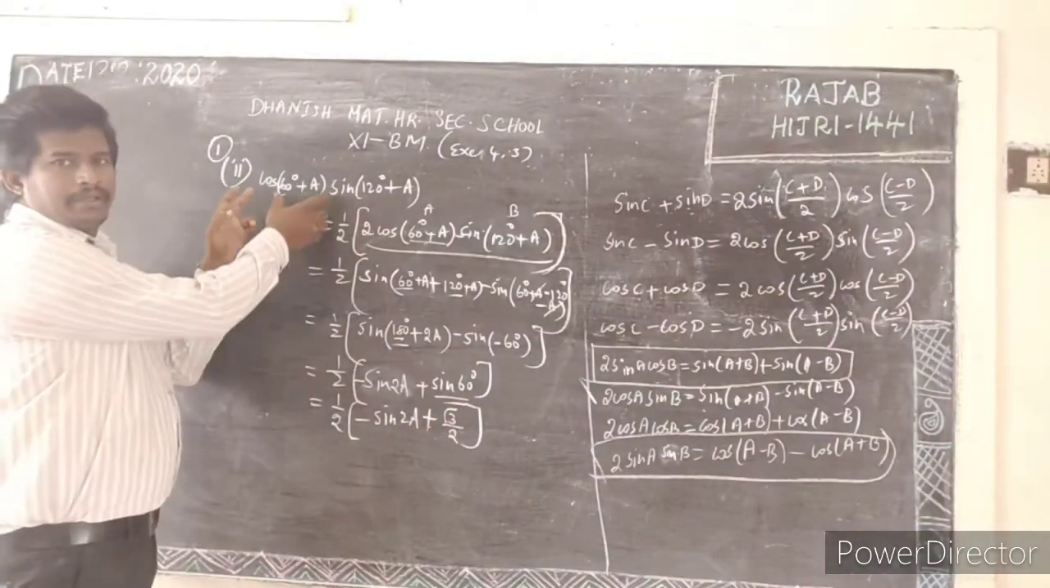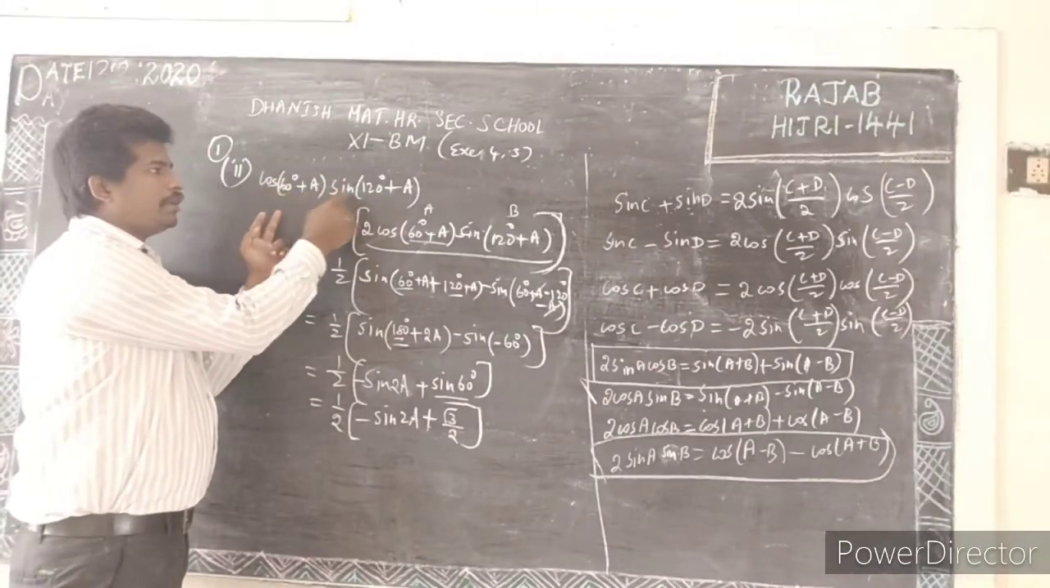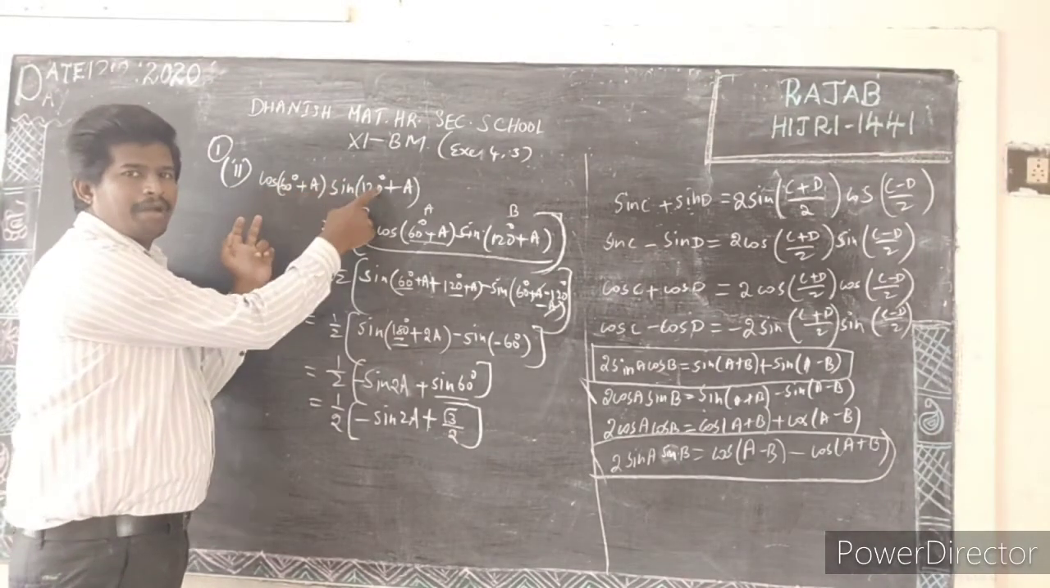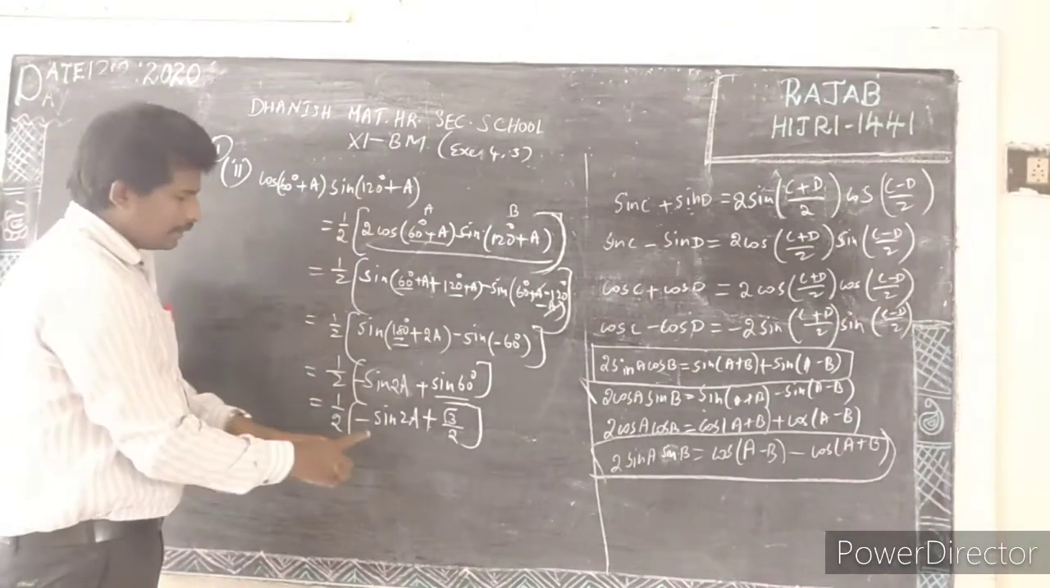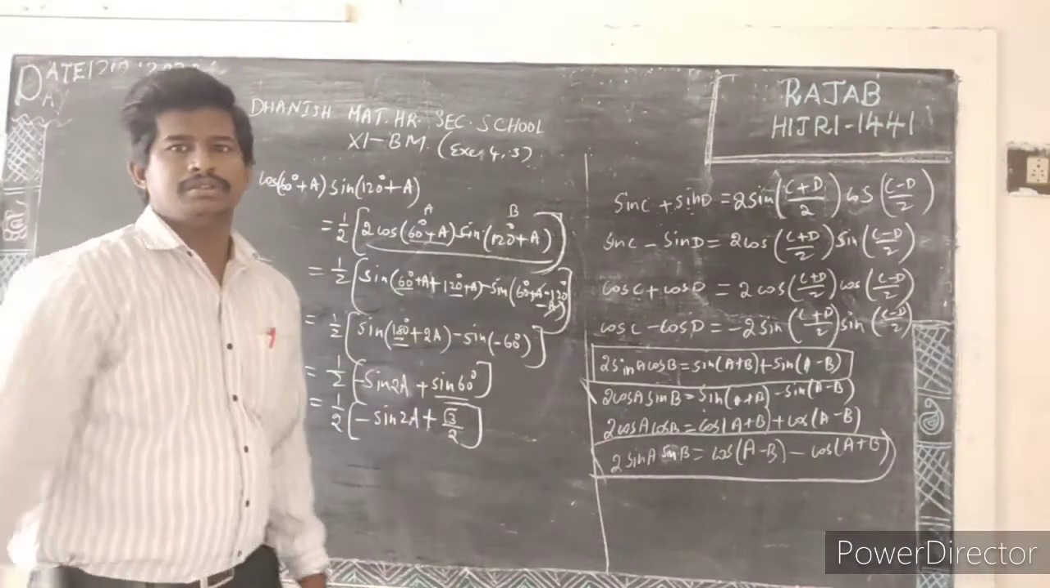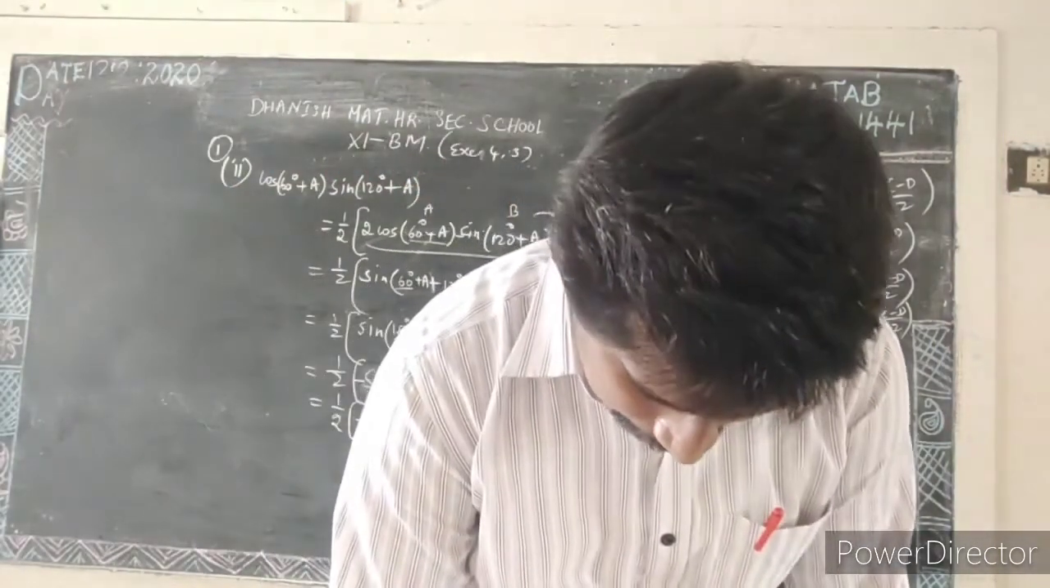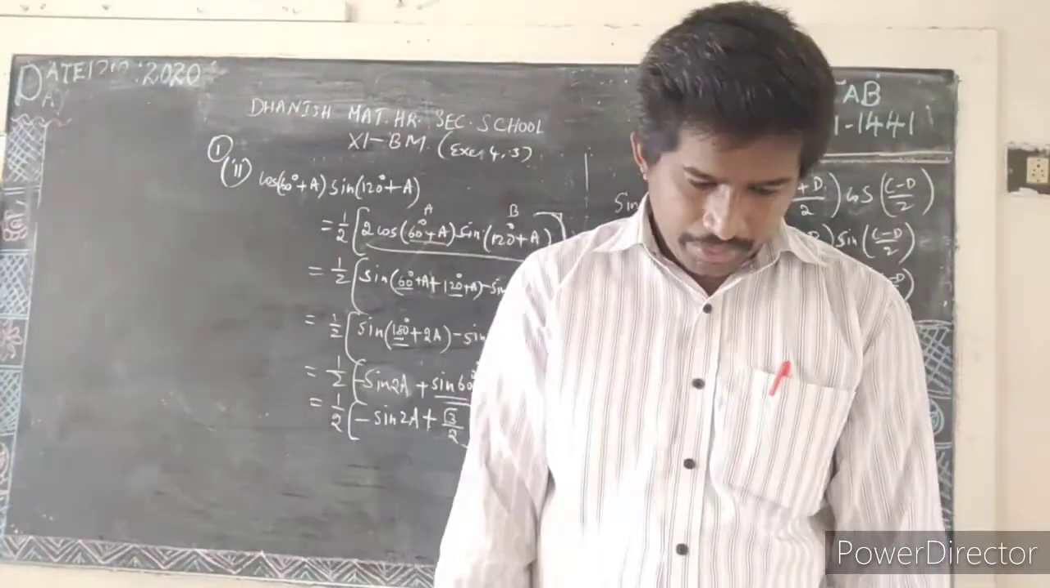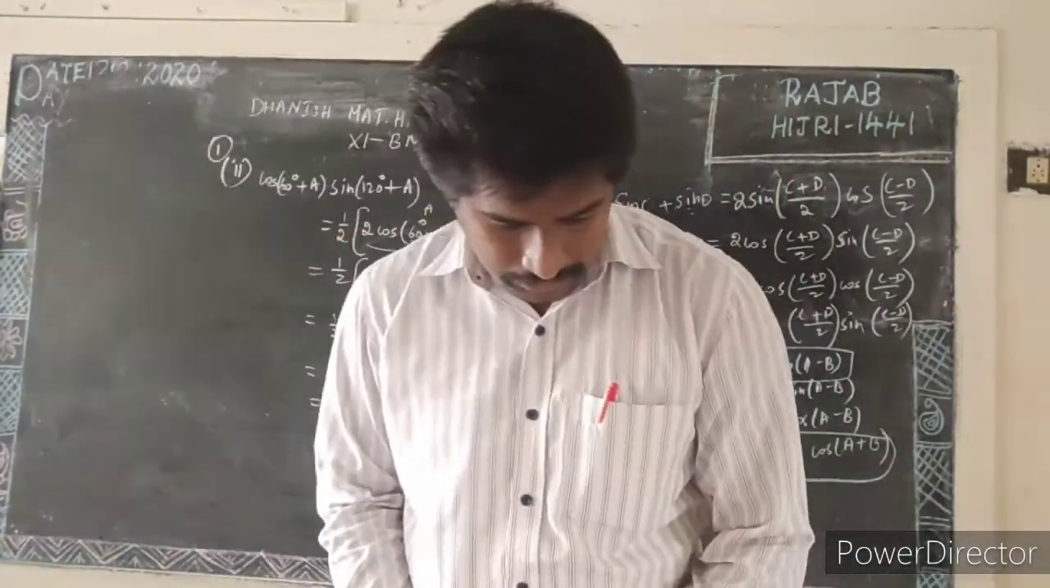Now we have expressed the product of these two terms as the sum of two terms. That's it. Now look at the third one.